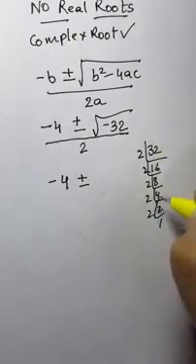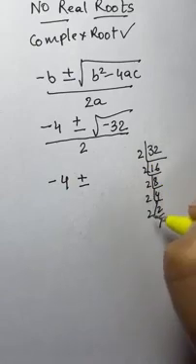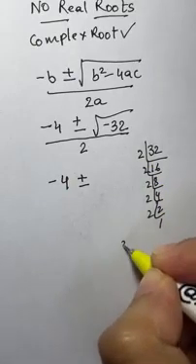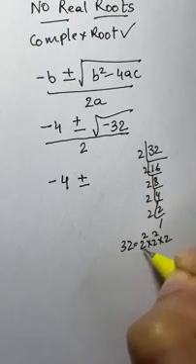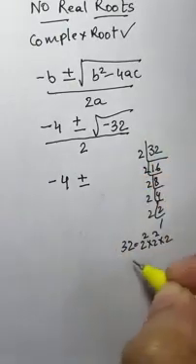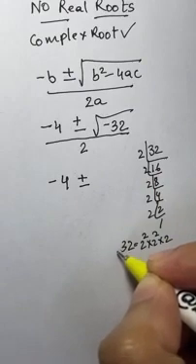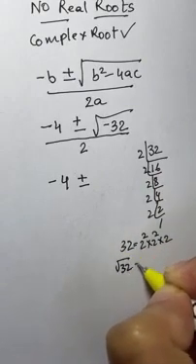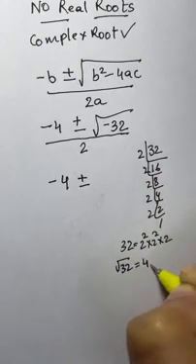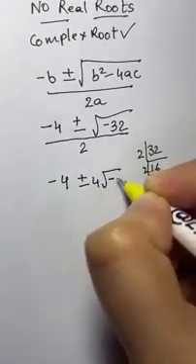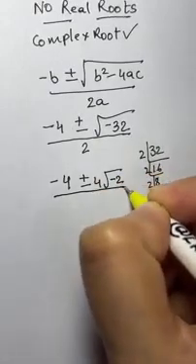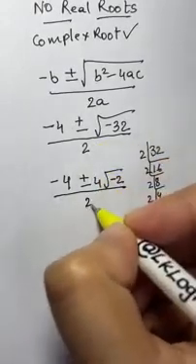So how many 2's do you have? 1, 2, 3, 4, 5. So basically 32 is 2 squared into 2 squared into 2. Is that right? So what is the square root of 32? The square root of 32 is 2 into 2, 4 root 2. Exactly. So you will have 4 root 2 times the square root of negative 1, over 2.